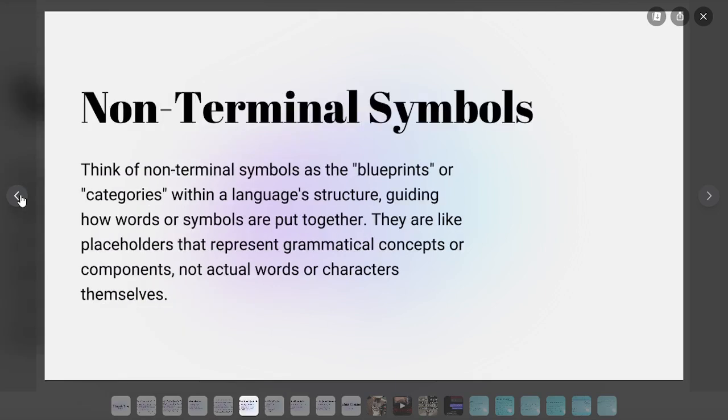Non-terminal symbols. Think of non-terminal symbols as blueprints or categories within a language's structure, guiding how words or symbols are put together. They are like placeholders that represent grammatical concepts or components, not actual words or characters themselves.